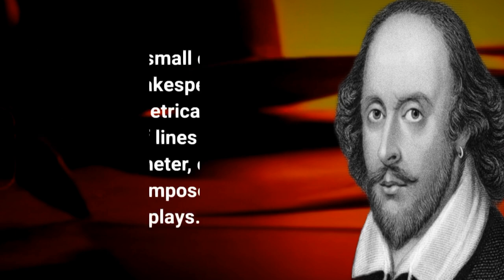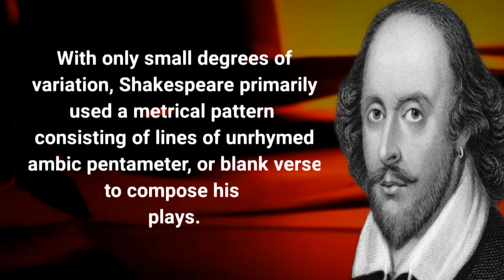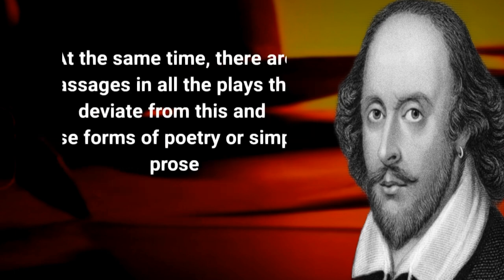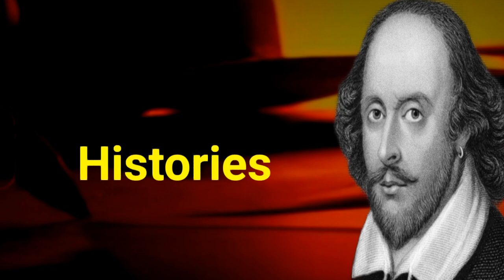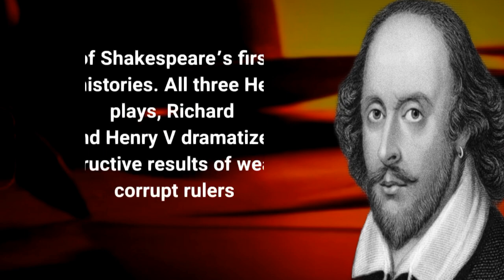With only small degrees of variation, Shakespeare primarily used a metrical pattern, consisting of lines of unrhymed iambic pentameter or blank verse, to compose his plays. At the same time, there are passages in all the plays that deviate from this and use forms of poetry or simple prose.